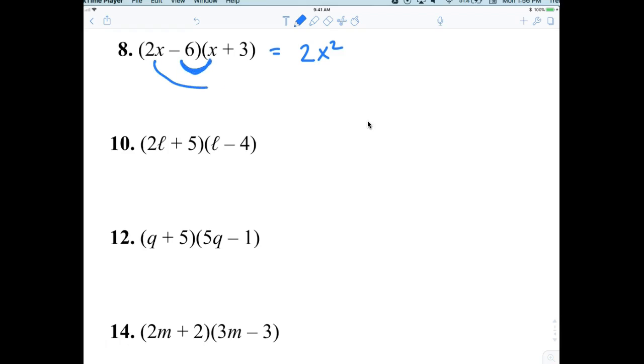-6x. What is this? Positive 6x, which means the middle term does what? Cancels out. And then -6 times +3 is -18. Oh, that's a lot easier. Yes, it is a lot easier. All right. We had to write it out.